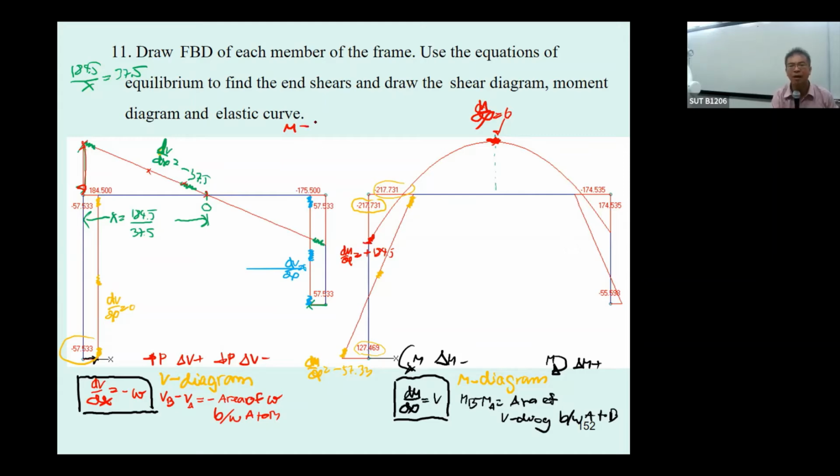So the M over here is minus 217.731, and then this is going to be the area here, 1/2 of this one, okay, and then it's going to times 184.7, and then you will get M equal to kilonewton meter. That's why we going to specify this kind of thing.